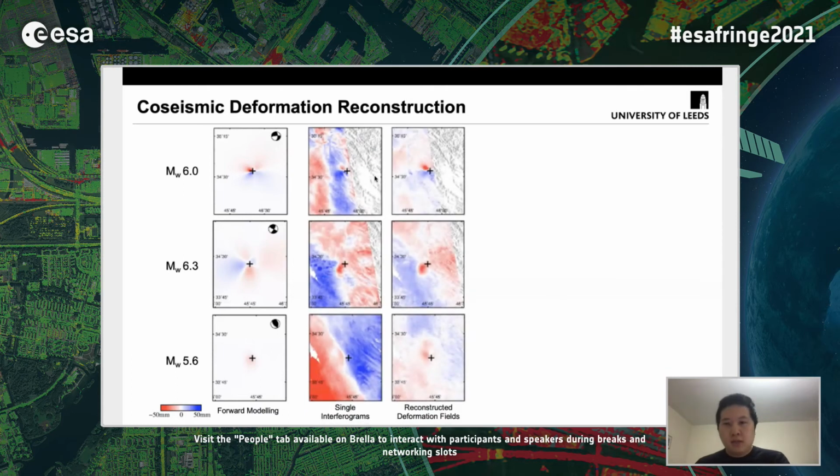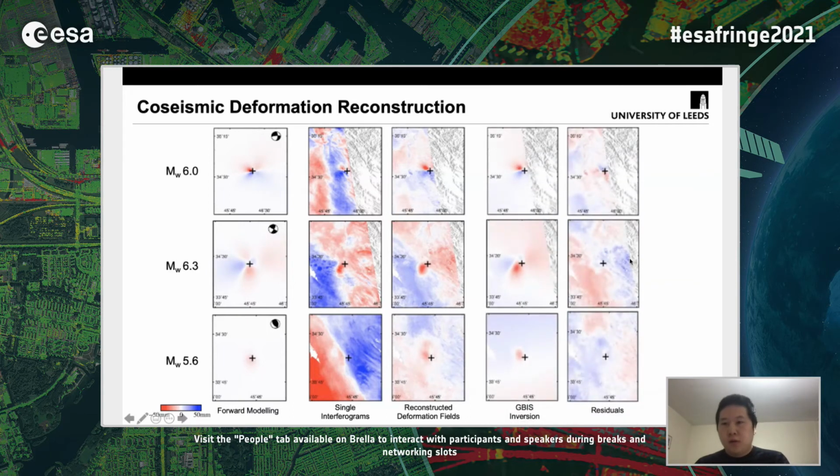Then we compare the shortest temporal single interferogram with our reconstructed deformation field. We can see that the deformation signals are less noisy and easily recognizable after reconstruction, especially for this 5.6 earthquake, which is masked by strong atmosphere in the single interferogram, but is resolved after reconstruction.